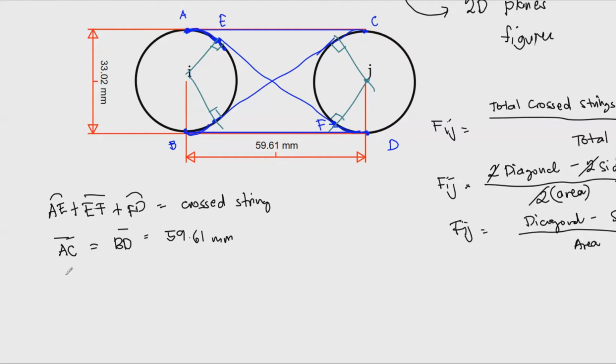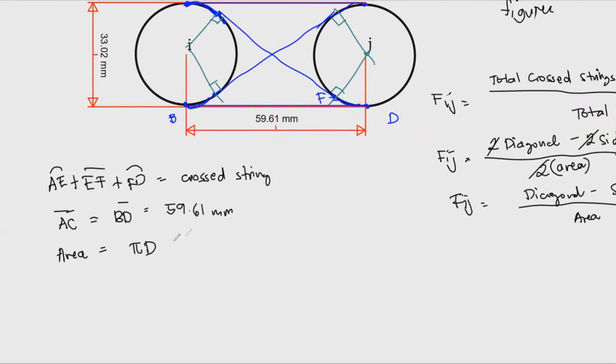And by the way, the area would not be the area of the circle, but the circumference of this circle where our string originated. We originated from I, so the area would be equal to pi d, and that is the diameter, which is 33.02. Now let's try evaluating this. Let me write 33.02, and then that's pi mm. So we already have the side and the area, and then we just need to find the cross string.